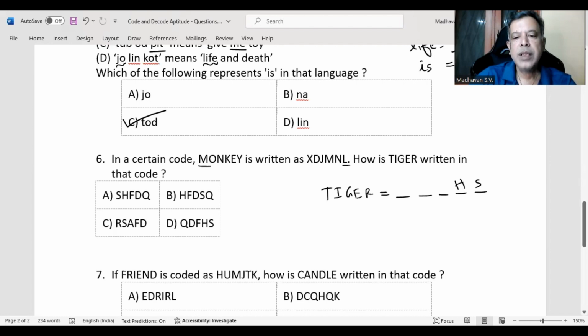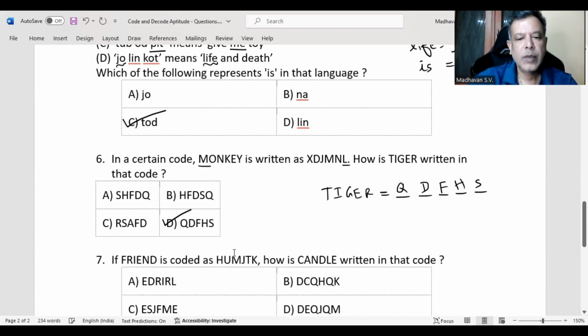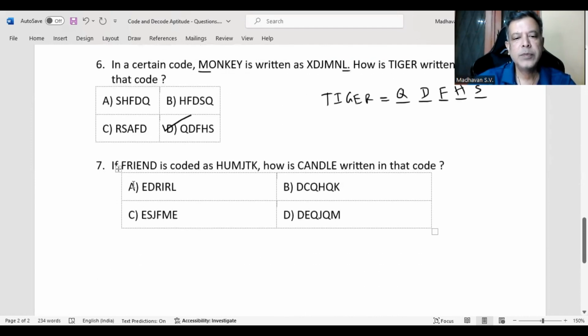F should be the previous alphabet to G. D should be the previous alphabet to E. Q should be the previous alphabet to R. So Q, D, F, H, S will be the code for tiger in the same style, which means our right option is option D. Let us move on to the next one.